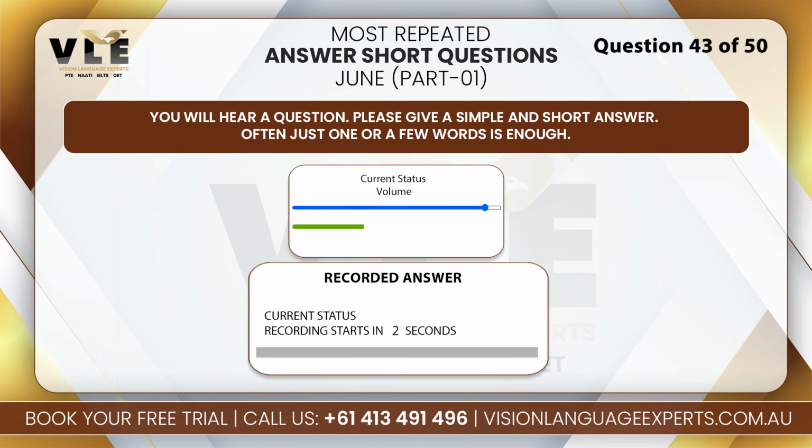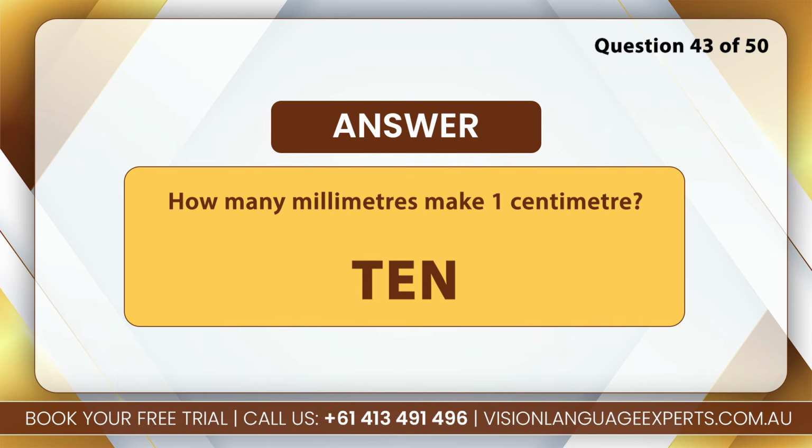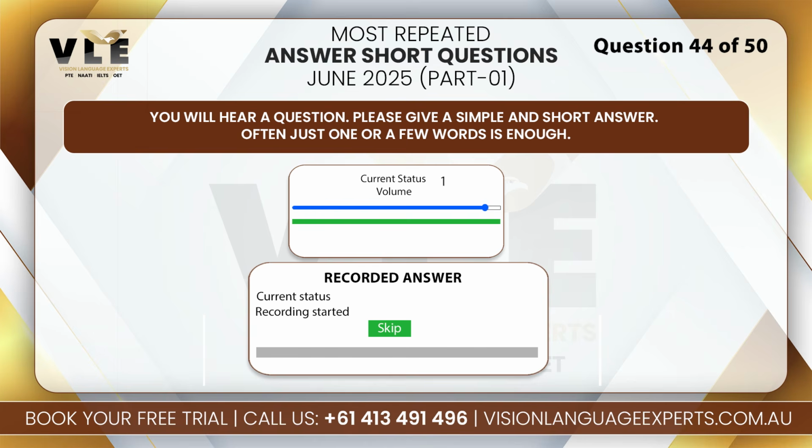How many millimeters make 1 centimeter? 10.